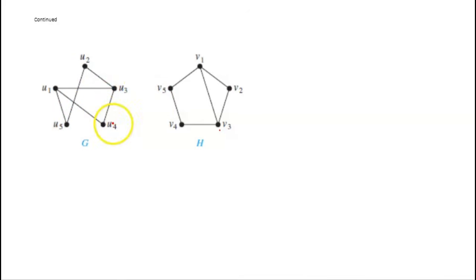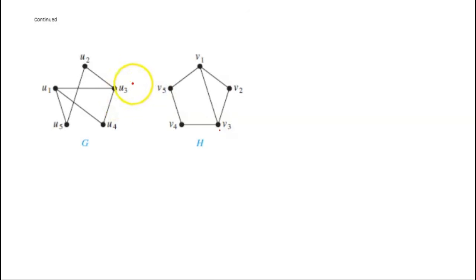Pause the video, first decide and then play it. So first of all, you can check other characteristics like number of vertices, number of edges, degree sequence, and since I have talked about graph isomorphism in detail in our previous video, I hope you are aware of these terms which I have used.